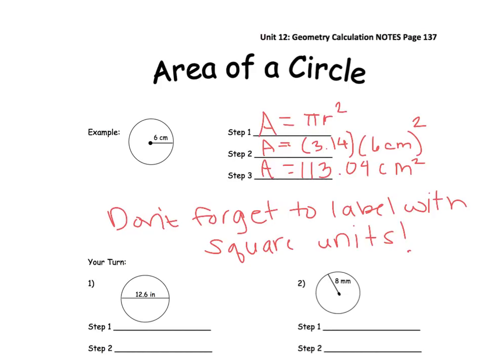Let's try one more together. Remember, you must find the radius when you are given the diameter. So in this example, you are finding the area of a circle with a 12.6 inch diameter. So to find the radius, you divide the diameter by 2. 12.6 inches divided by 2. So your radius equals 6.3 inches.